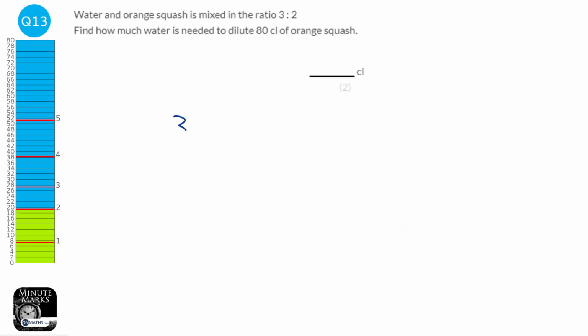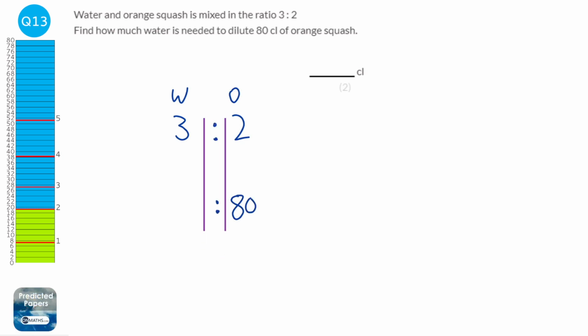So water to orange is 3 to 2. We've got water here and we've got orange squash here. And we're told that we've got 80 centilitres of orange. So we've got 80 here. And we're asked to find the amount of water required.